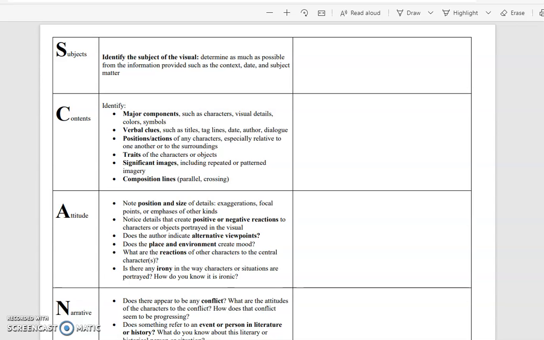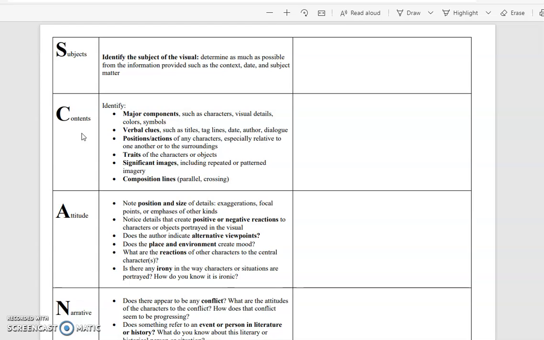I know you can read the topics. However, I'll provide a little bit of insight that will hopefully help you complete the templates. We're going to start with S for subjects. Identify the subject of the visual. You're going to look at an image and determine as much as possible from the information provided, such as the context, date, subject matter. Essentially, this is really the message. This is the topic.